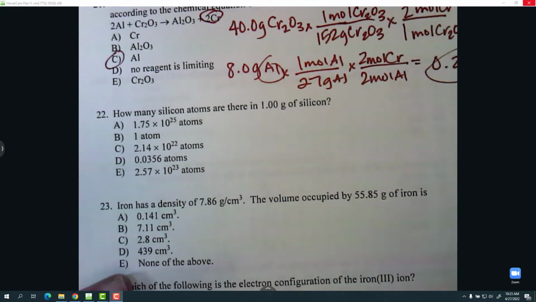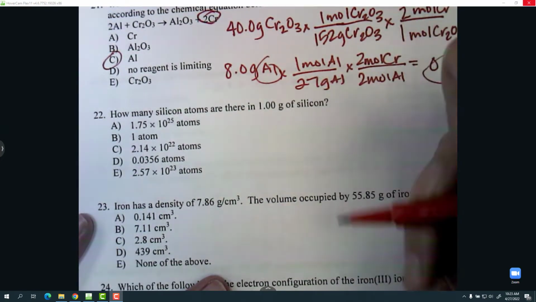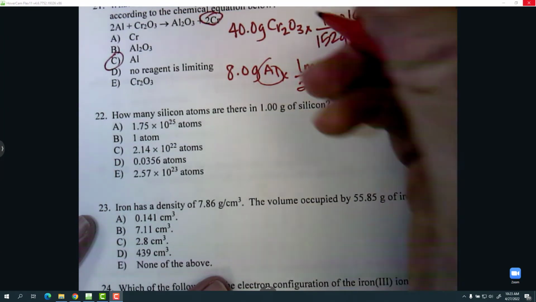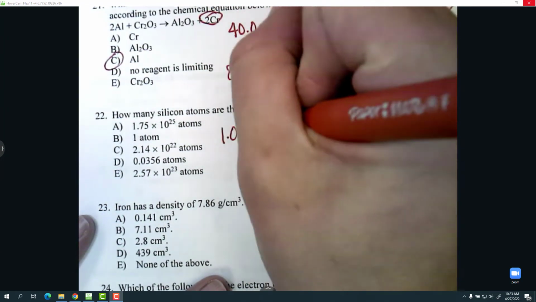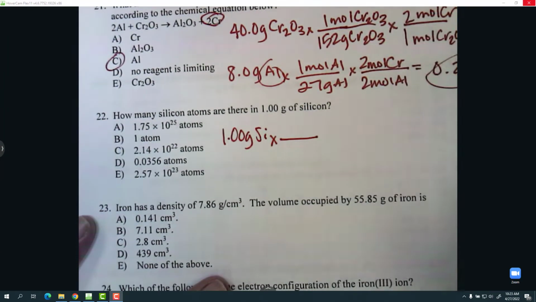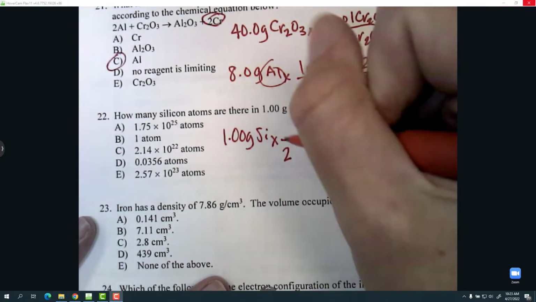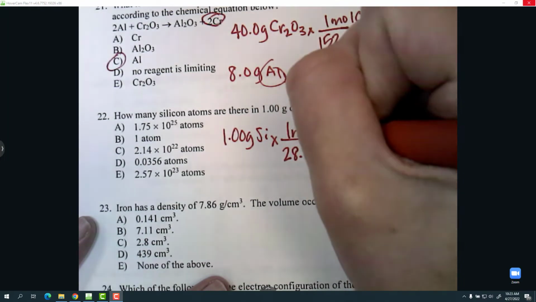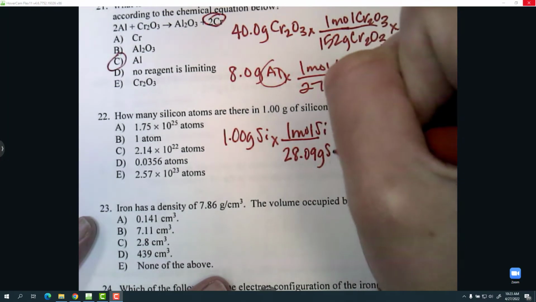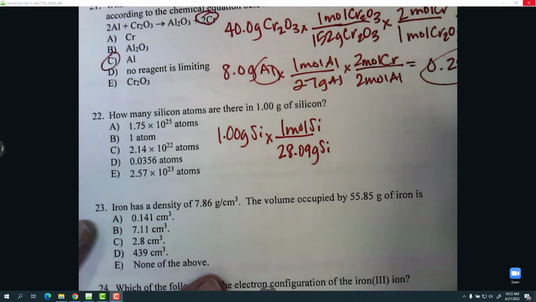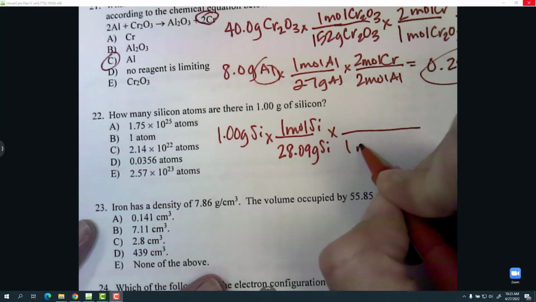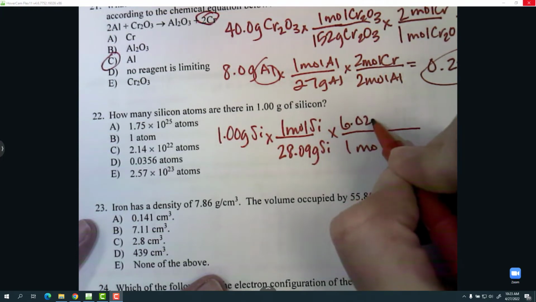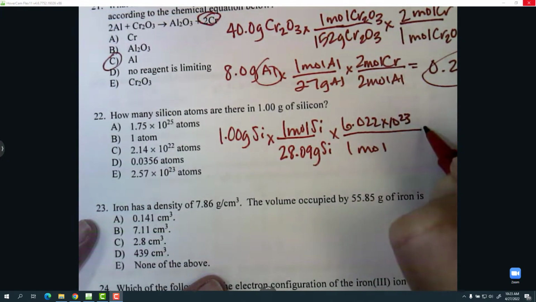All right, how many silicon atoms are there in 1 gram of silicon? We did a problem like this earlier where we converted atoms to grams. Now we're going to go backwards. So 1 gram, 28.09 is the molar mass. I looked that up on the periodic table, and then I just need Avogadro's number. And I'm setting this up so my units will cancel. So moles on the bottom this time, 6.022 times 10 to the 23rd.